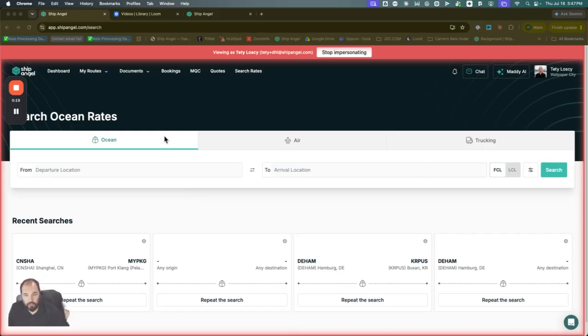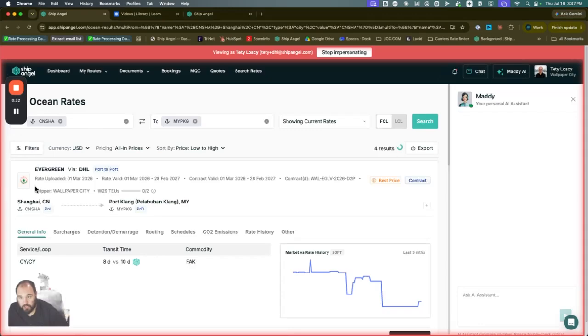So I'm inside Wallpaper City. Teddy, who's our engineer who builds our AI agent Maddy, this is her account, so this is why you see her picture versus not my picture. Inside of search, when you search for an origin and a destination, I'm going to do a repeat search here for Shanghai to Port Klang, you get a lot of results.